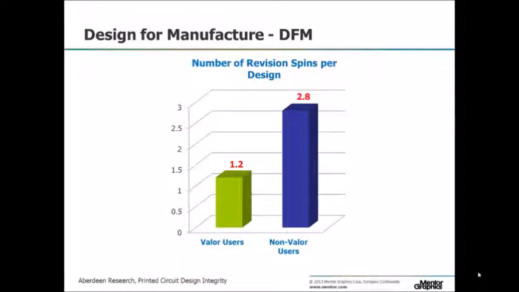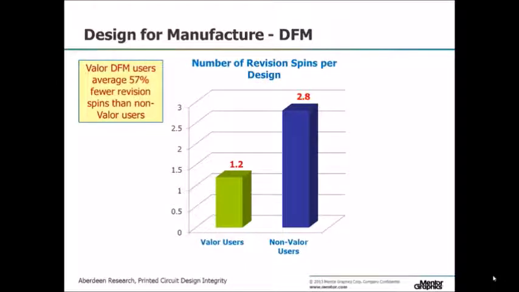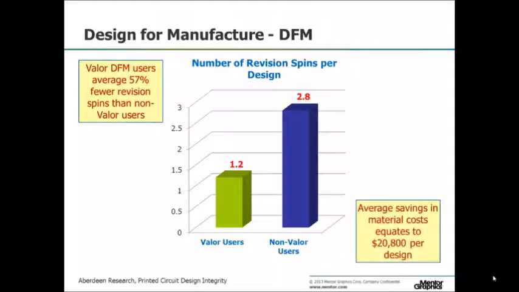In a recent study conducted by Aberdeen Research, it was seen that for non-Valor DFM users, the average number of revision spins per design was 2.8. For Valor users, the number of revision spins per design dropped to 1.2. So this was an average of 57% fewer revision spins than the non-Valor DFM users. This equated to approximately $21,000 per design just in material costs alone.